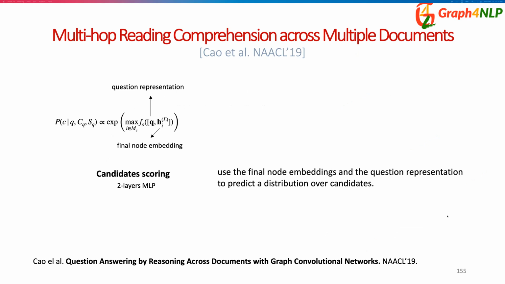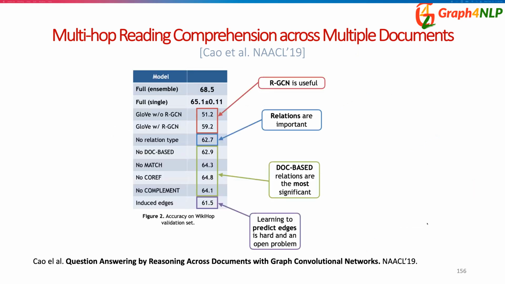So the candidate is computed based on the final node embedding as well as the question representation. So this is to use these two together to predict the distribution over candidates. So these are the experimental results reported by the paper. It's really looking into different elements of this approach, what is useful, what is less useful.